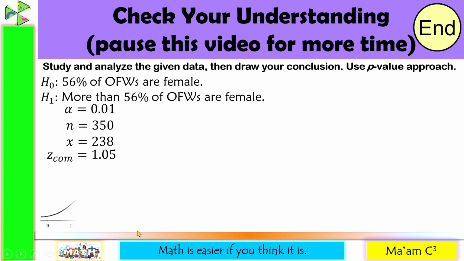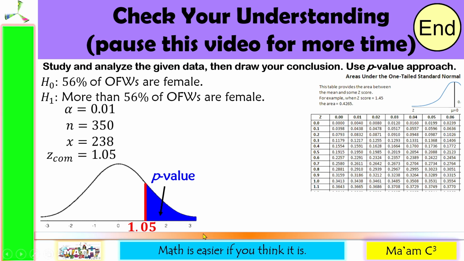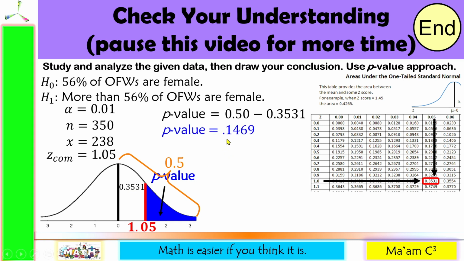So let us plot our computed z value, 1.05. So somewhere here, let us label that. The more extreme values are on the right of the computed value. Let's have our z table. 1.05. Here is 1.0 and then 0.05. So the area is 0.3531. This area again is from the mean up to 1.05. So this portion here. To solve for this area, half of the curve is 0.5. So let us subtract 0.3531 from 0.5. And this will give us 0.1469. This is our p-value.